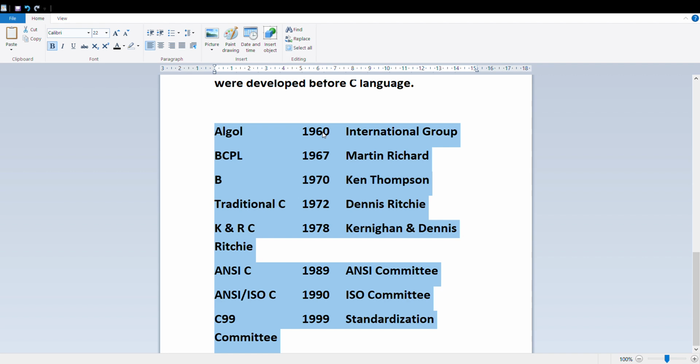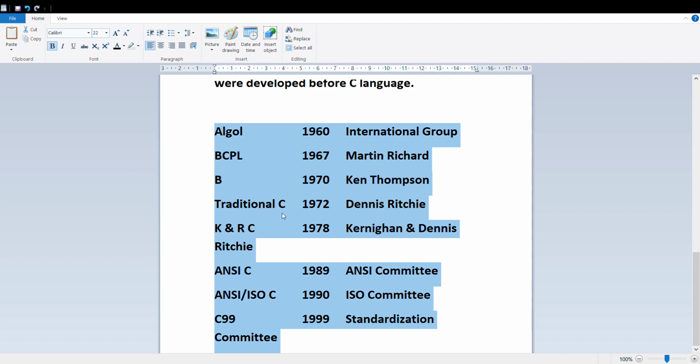You have to remember. Next one, BCPL. I already told you the full form: Basic Combined Programming Language. When was it developed? 1967. Who developed it? Martin Richards. Next programming language, B, in 1970, developed by Ken Thompson.